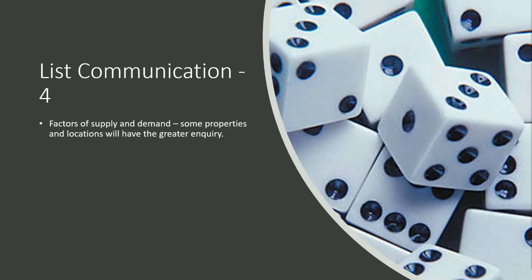Going a bit further here. Number 4, factors of supply and demand. Some properties and locations will have greater inquiry. So where are those zones? Where are those properties? Where are the locations? Understand where they are and also the differences between the age of property. Certain older buildings may be almost redundant, and that means they will be remaining on the market for a long period of time when it comes to time on market. So supply and demand impacts the types of property, the locations, but also the ages of property.